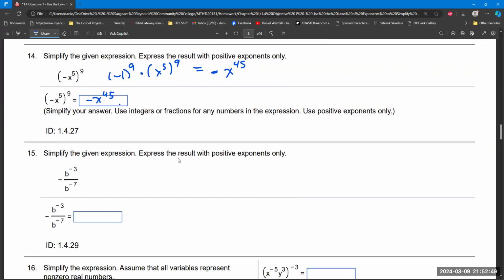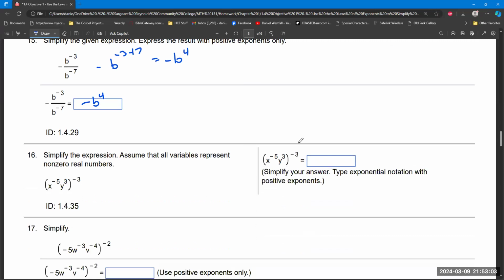Now we have negative b to the negative 3rd plus 7. When I bring the negative 7 across the fraction bar, it's a negative b to the fourth. You have an x to the negative 5 times negative 3, y to the 3 times negative 3, which is an x to the 15th, y to the negative 9th. And we want to write it with all positive exponents. That's going to be x to the 15th over y to the 9th.